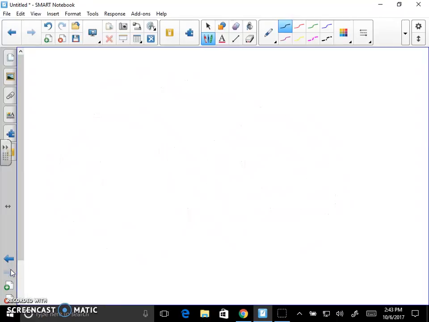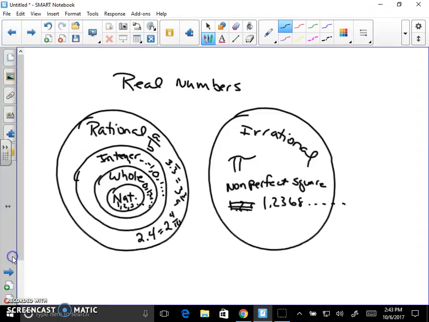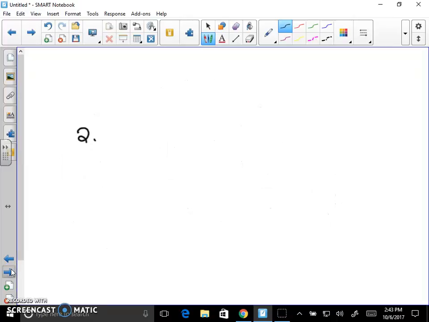Okay, so the problem number 2, it says irrational. So let's go back over here. All right, letter A is the square root of 77. Well, it's a non-perfect square. So letter A is irrational, non-perfect square.